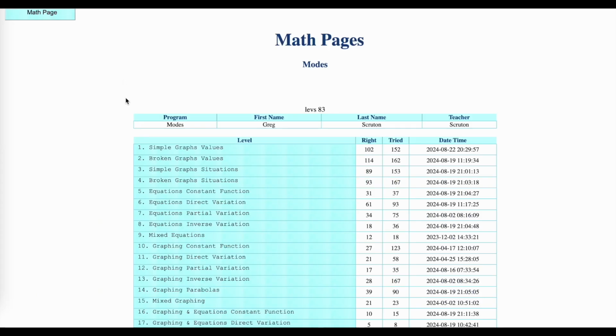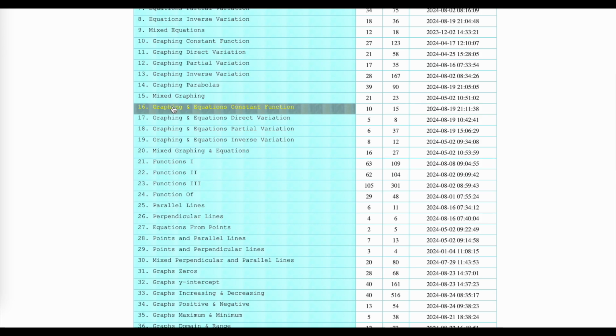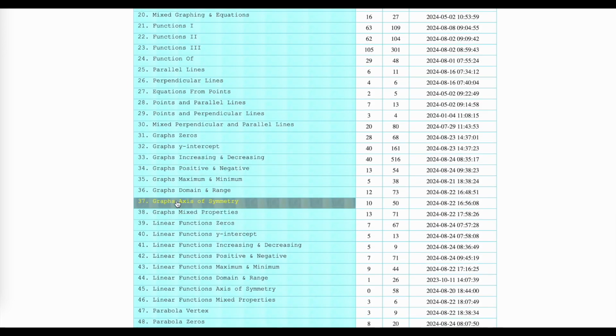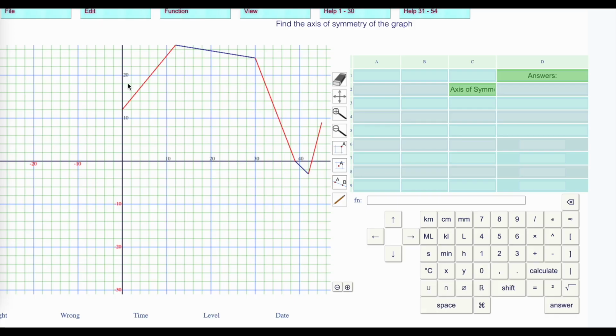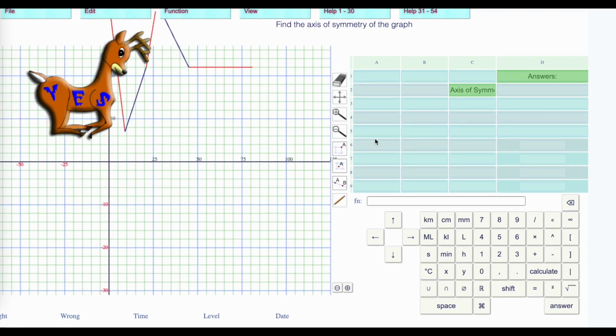All right, let's go and look at our other graphs very quickly. Graphs, axis of symmetry, level 37. Find the axis of symmetry. Notice this is not symmetrical. There is no axis of symmetry in this case. There's nothing. Click on that, and then there we are.